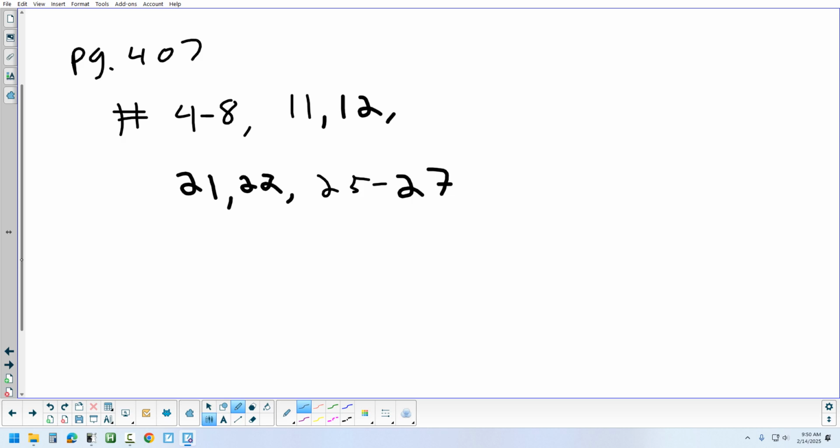On 21 and 22, it says to graph them. You don't have to graph them. Just do it the way we've been doing it in class. They're all similar problems to ones we did in class.